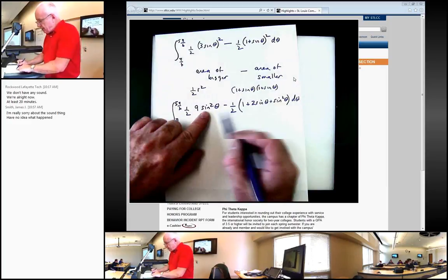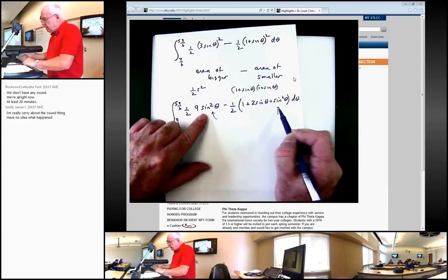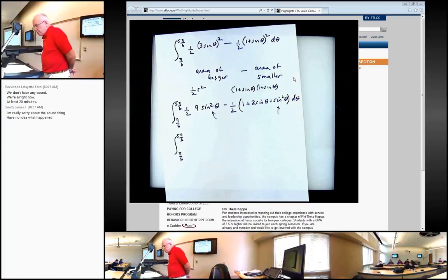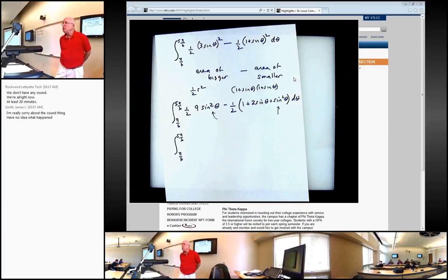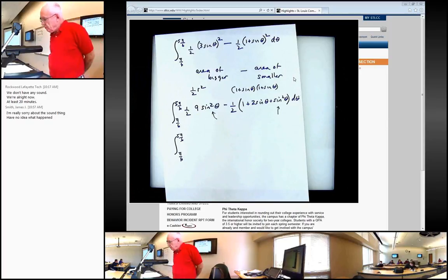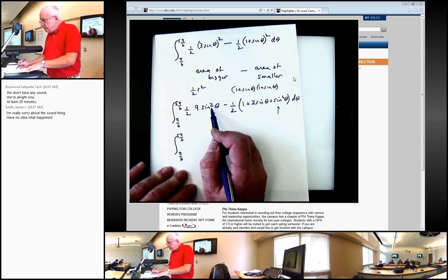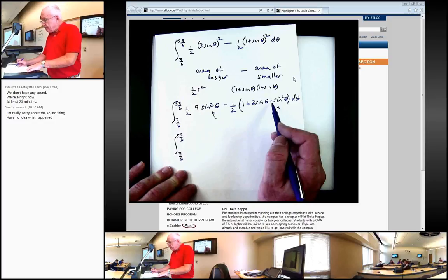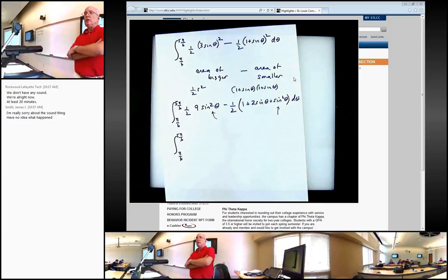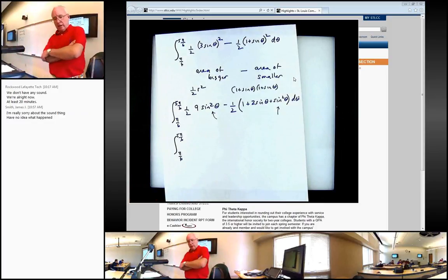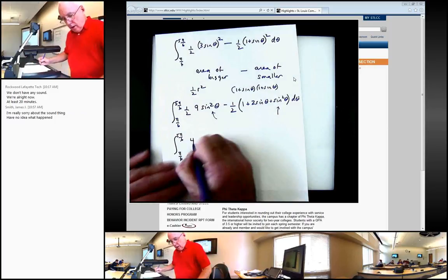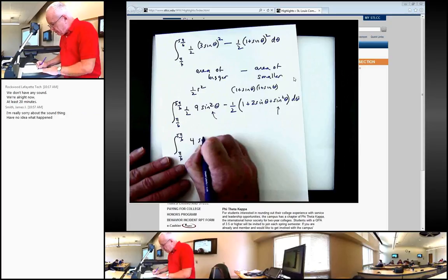Notice I've got a sine squared of theta, and I also have another sine squared of theta over there. Could I combine those into a single term? This is all in the integral. What would that be? I have 9/2 here minus 1/2 there. So what's 9/2 minus 1/2? I have 4 of those, right. I have 4 of these sine squared of theta.